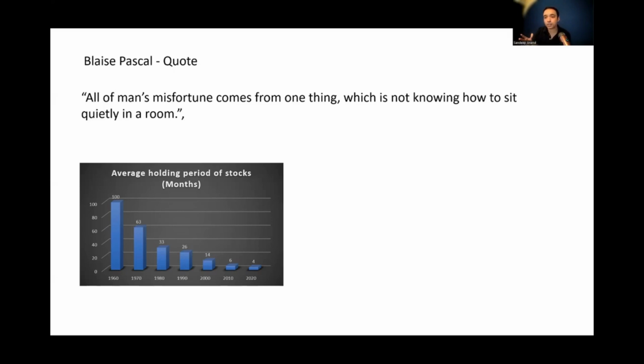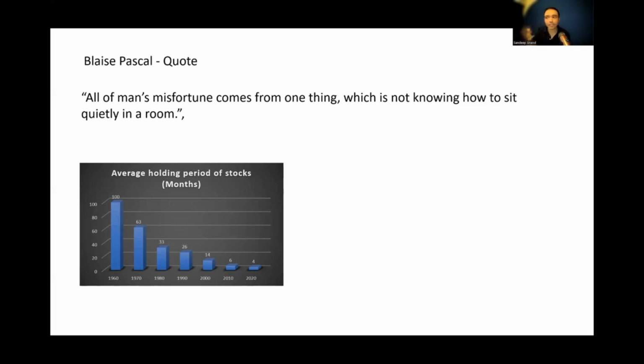It's close to impossible, right? This is why, if you see the average holding period of stocks in the US stock market, I put the chart, but globally this is the scenario. It used to be 100 months in the 1960s, which is roughly 8 to 9 years. It has fallen from that period to 4 months in 2020, and now it could be even shorter. So the average holding period has gone down 95%.